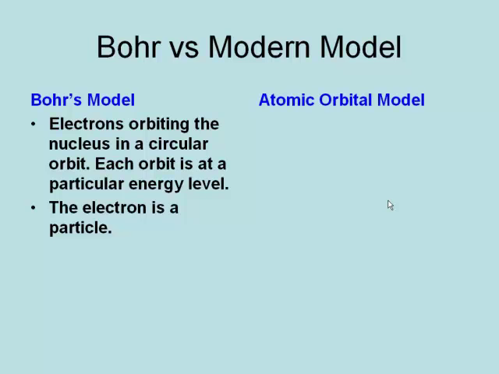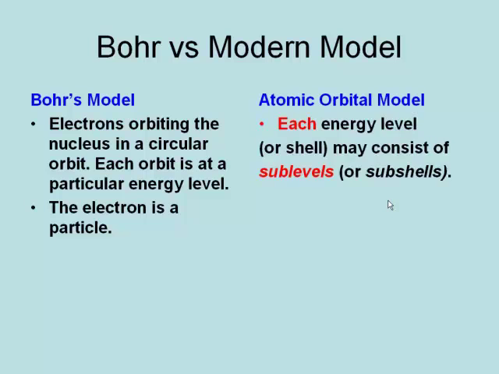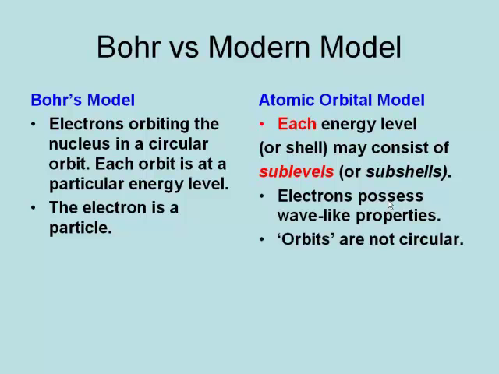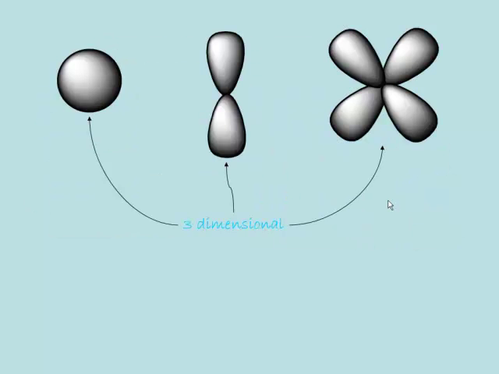In today's atom, each energy level or shell may consist of sublevels or subshells. Electrons are no longer thought of as discrete particles. Today, electrons are described as possessing wave-like properties. Because of these wave-like properties, their orbits around the nucleus are not just simple circular orbits as in Bohr's model. Instead, their orbits seem to follow irregularly shaped paths. Some are shown here. These shapes are three-dimensional.